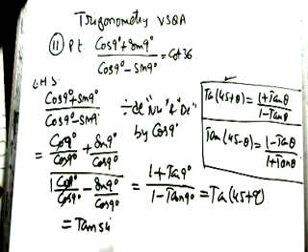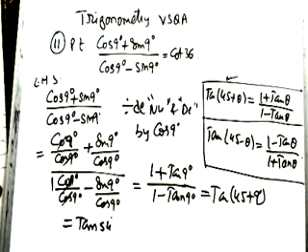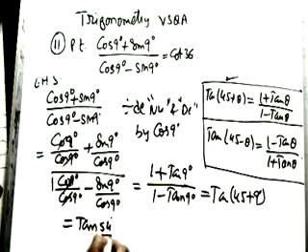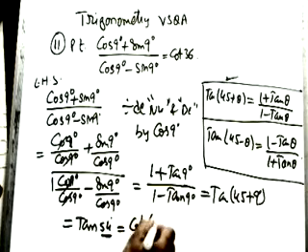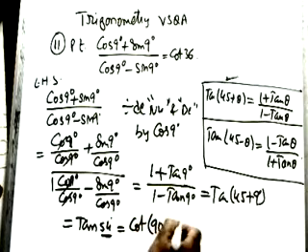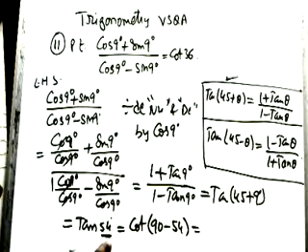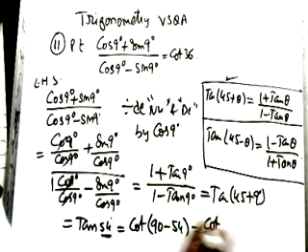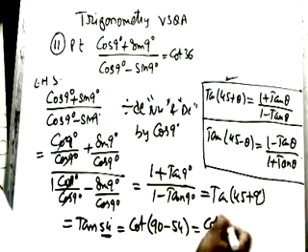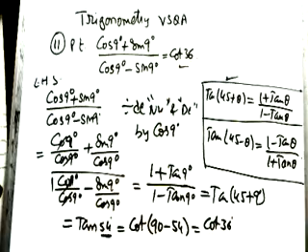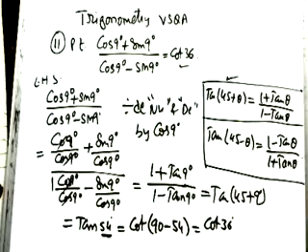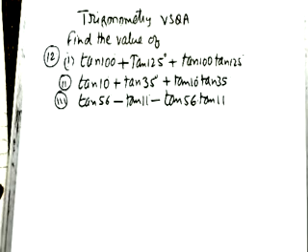But we have to bring the answer in cot. So tan theta can be written as cot(90 - theta). Suppose this is theta, tan theta; we can write this as cot(90 - theta). So cot(90 - 54) is cot 36 degrees. This is the answer we have to get.